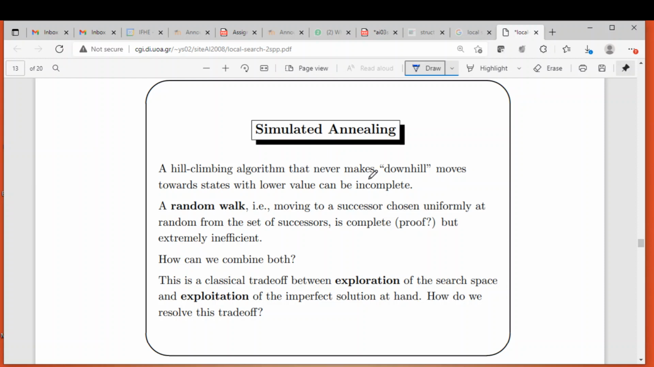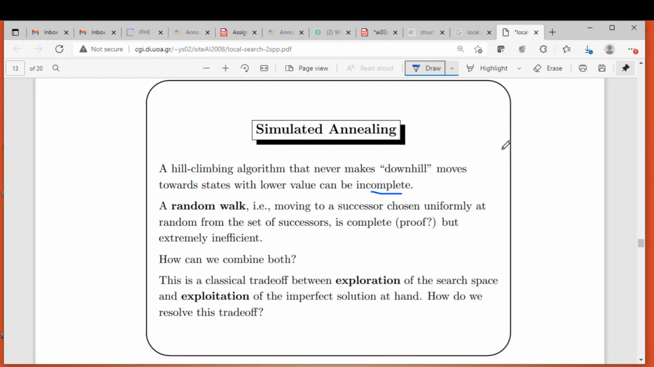The hill climbing algorithm that never makes a downhill move towards states with lower value can be incomplete. So what does it mean? If the hill climbing is not going to make a downhill move, then it may be incomplete. Incomplete in the sense it may not find a solution. So what's the problem with the standard hill climbing algorithm? It may get stuck in local maxima.